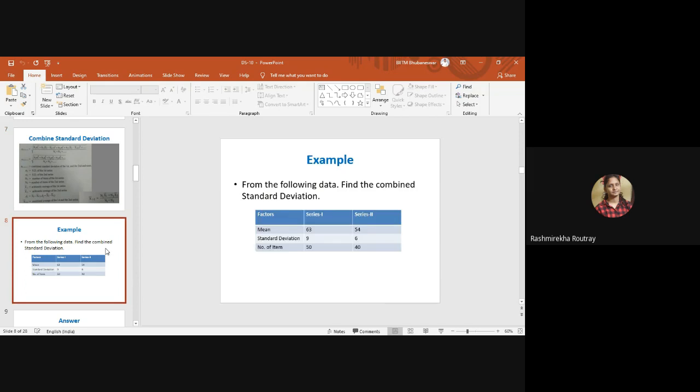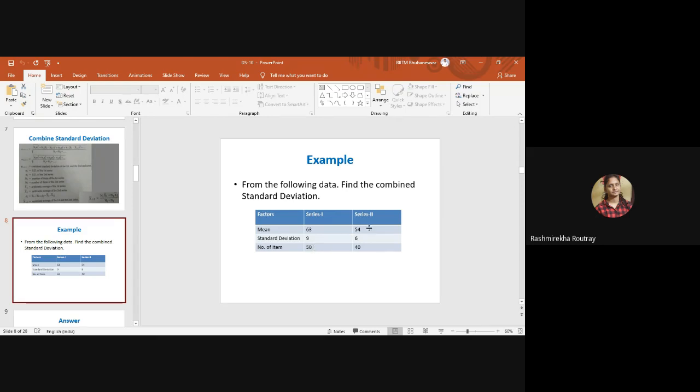From the following data, find the combined standard deviation. I repeat, from the following data, find the combined standard deviation. In each series, the mean is given, the standard deviation is given, and the number of items is given. In series number 1, x1 bar is 63, the standard deviation sigma 1 is 9, and n1 is 50.